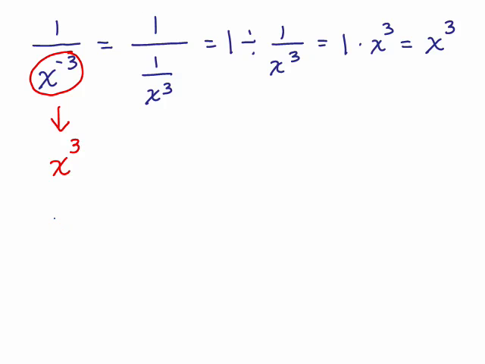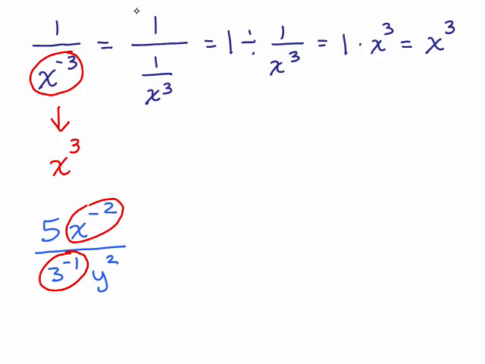So if I had, let's say, 5x to the negative 2 over 3 to the negative 1 y squared. Let's look at this problem. There are two things that have negative exponents. This one and this one. So the 5 stays in the numerator, the y squared stays in the denominator.